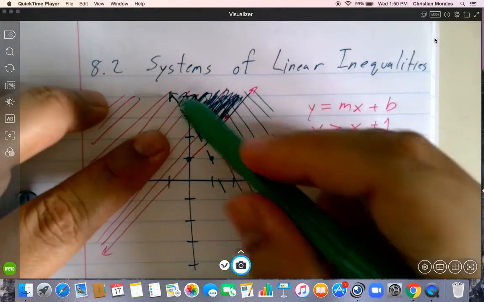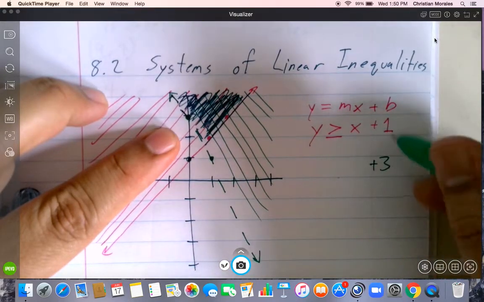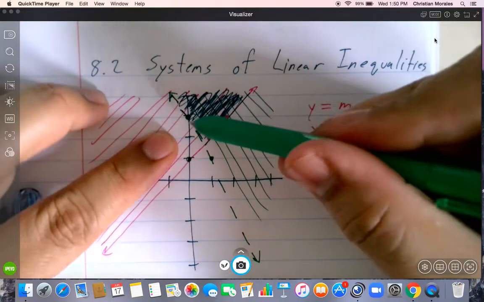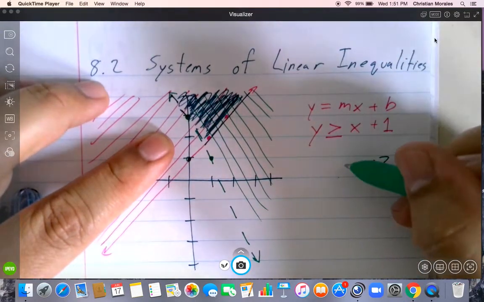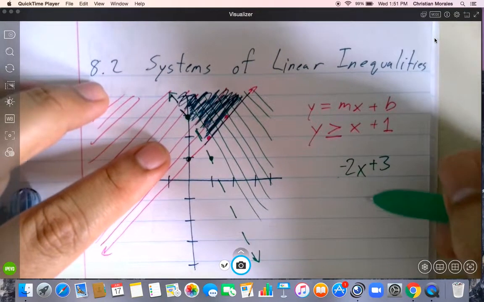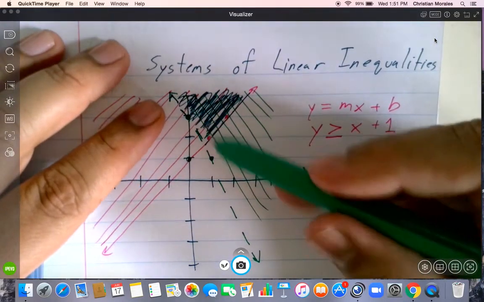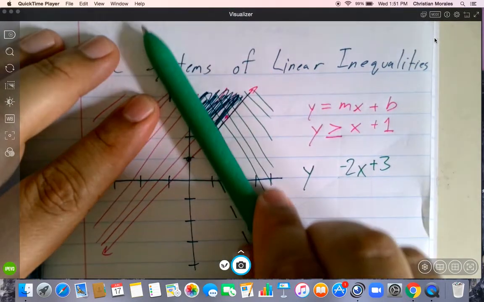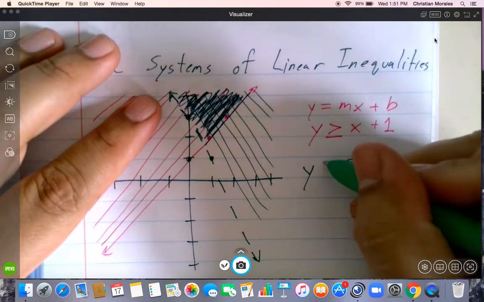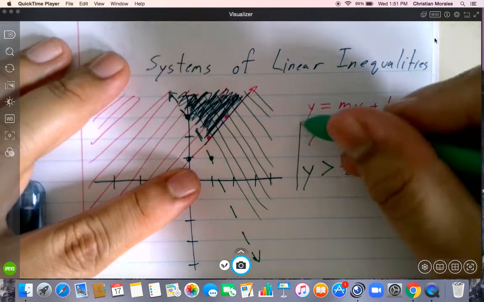Here, for this green one, it starts at 3, so that's my intercept. The slope is going down 2 over 1, down 2 over 1, so negative 2x. I don't need to put the 1 there. And again, don't put an equal sign. What kind of line is it? Where is it shading? Well, this is actually shading above the line, up here. So it also is greater than, but it's not equal to because the line is dashed. And this is what your answer should look like.